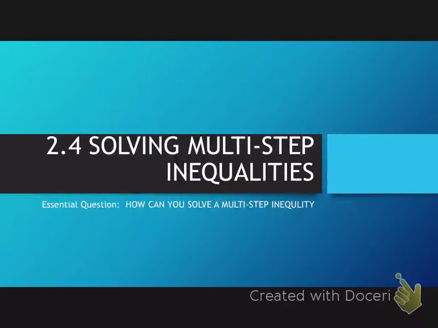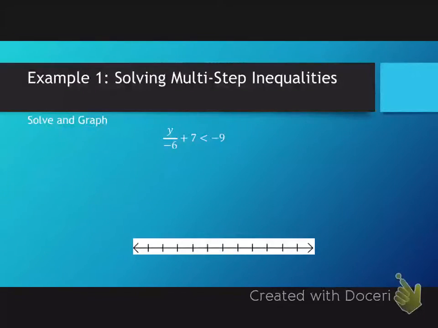This is lesson 2.4, solving multi-step inequalities. So your essential question here is, how can you solve a multi-step inequality? So let's look at our first example. We've got y divided by -6 plus 7 is less than -9.